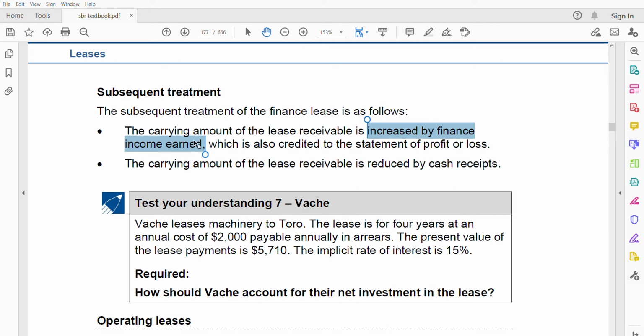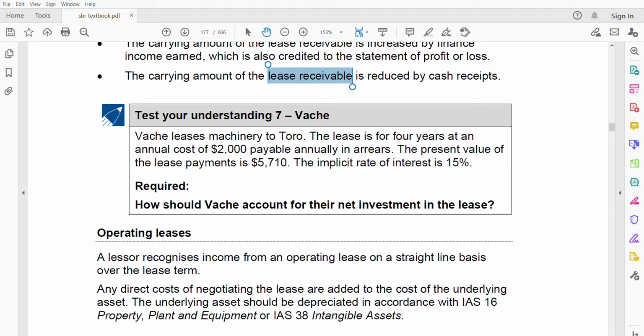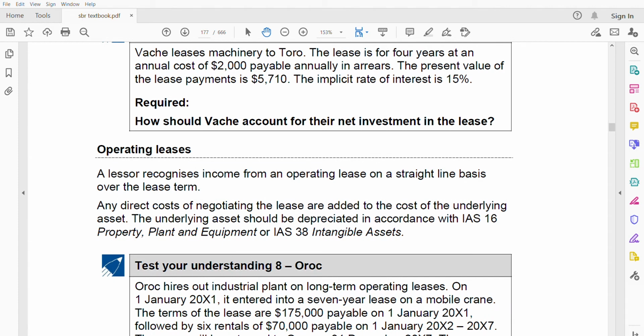It is not a finance cost. It's an income now because this is lease receivable. So it will be added, which is also credited to the statement of profit and loss. Yes, this is an income, so it will be credited to profit and loss. The carrying amount of the lease receivable is reduced by cash receipts. If your customers pay you in cash, your receivable reduces, right? Until it becomes zero when the customer pays you fully. Same for lease also. When your lessee pays you, the cash receipts, your lease receivable will reduce. We definitely have questions for that, but test your understanding we'll do later. The third part of my video will be covering all test your understanding.